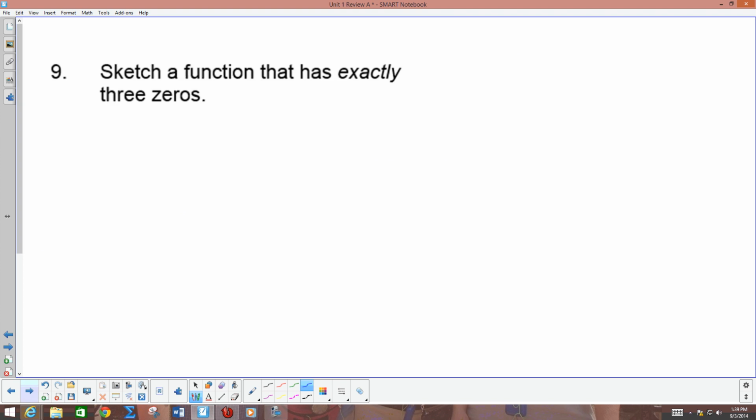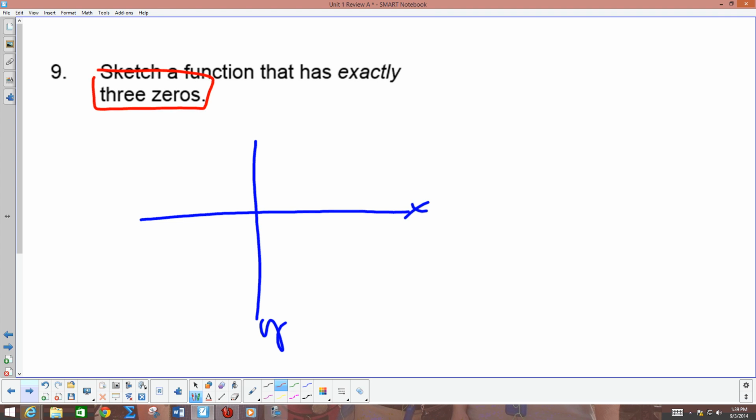On number 9, it's asking me to sketch a function that has exactly 3 zeros. And so you want to have something here that is an x and a y. And to have exactly 3 zeros, what does that mean? That means that I'm going to have my line cross the x-axis in 3 spots. So if I have something like this, I'm going to come up, and I'm going to go up, and I'm going to come down, and I'm going to come up again. And so is that going to satisfy that? I have 1, 2, 3 zeros.